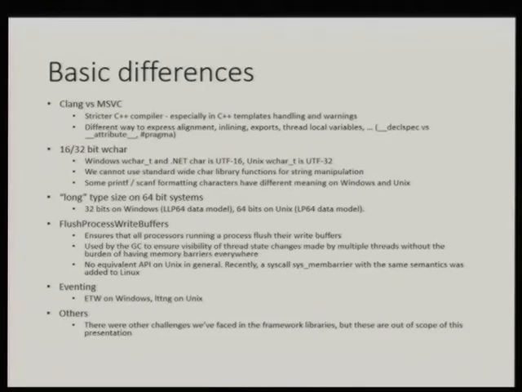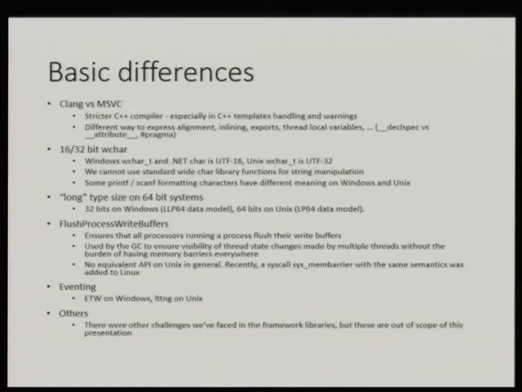Then the biggest difference was in the wchar or the byte character handling, because on Windows wchar, like the .NET character type, is UTF-16. It means 16 bits, while on Unix, wchar_t is a 32-bit type. And since we pass a lot of strings between the managed code and the runtime, we cannot just translate them, for perf reasons. So we couldn't use the standard wchar library functions for string manipulations, and we had to re-implement them. The same for string formatting. And also some printf and scanf formatting characters have different meanings on Windows and Linux.